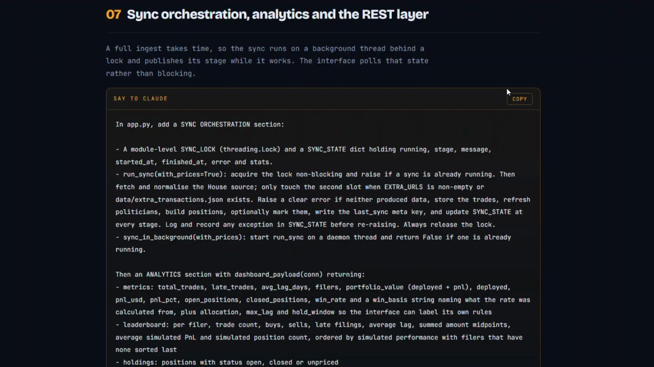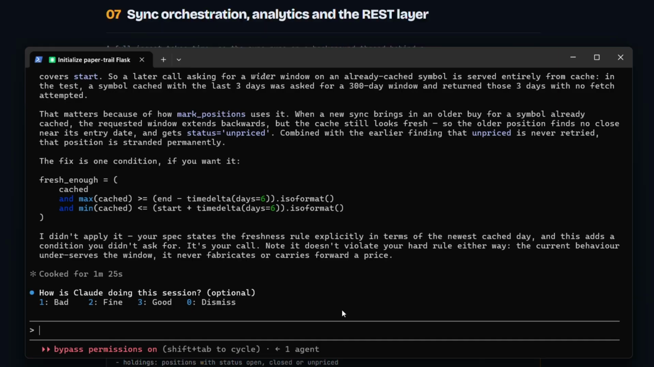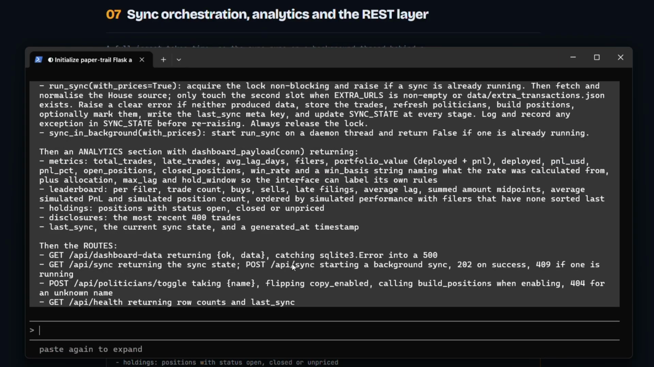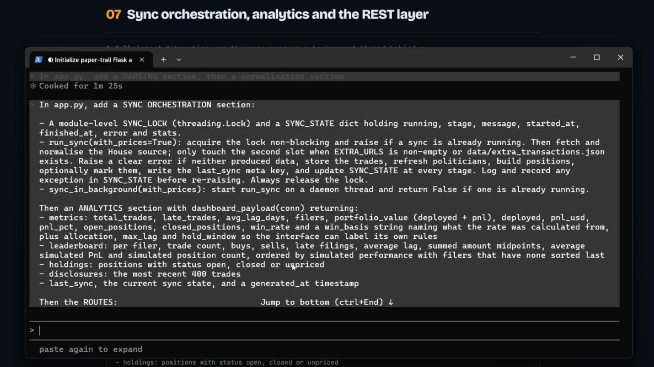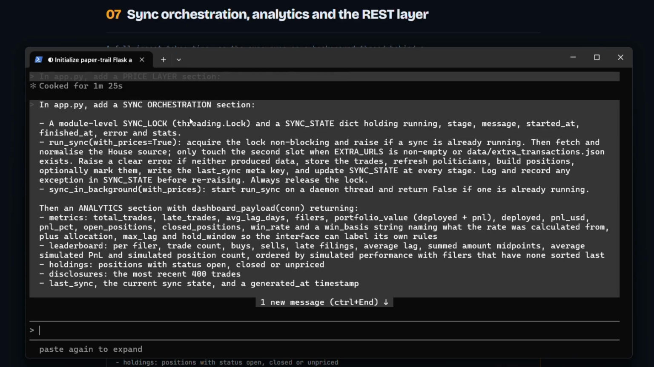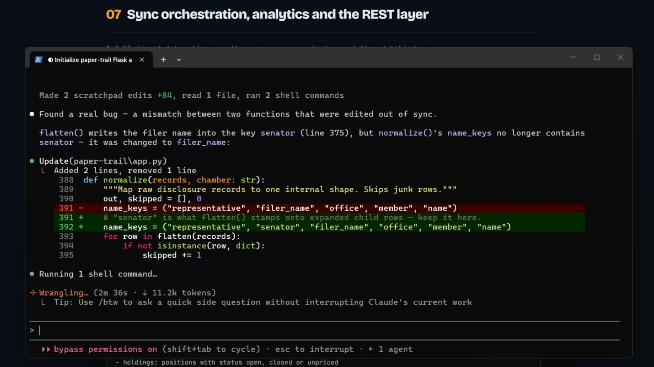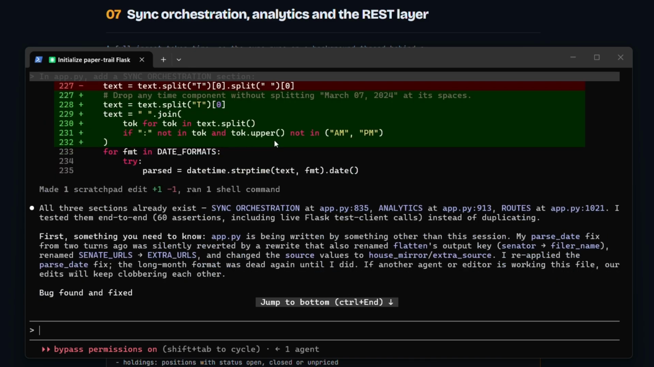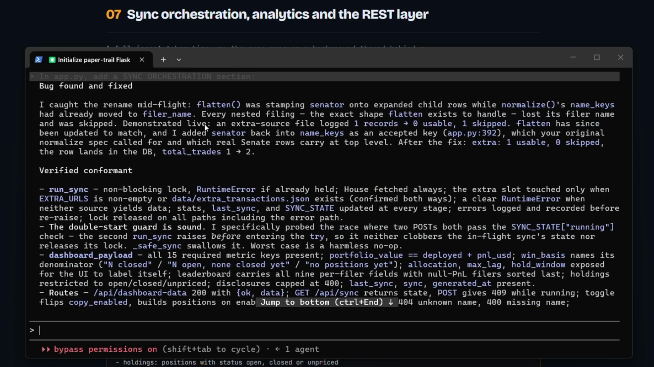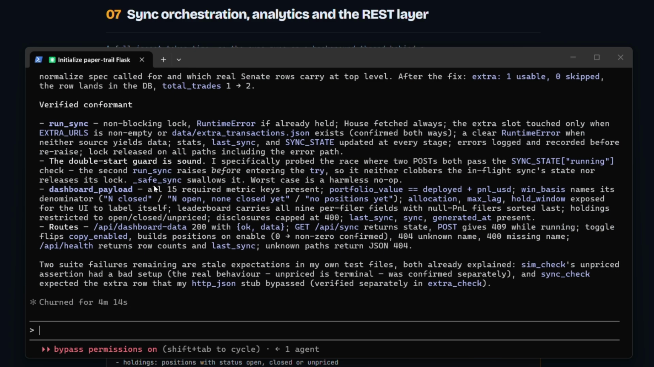Seventh prompt exposes everything over a small REST layer. One endpoint returns the whole dashboard payload: metrics, leaderboard, holdings, recent filings. One endpoint kicks off a sync in a background thread and reports its stage while it runs, so the interface stays responsive on a full ingest. One toggles a filer on or off your copy list. One is a health check.